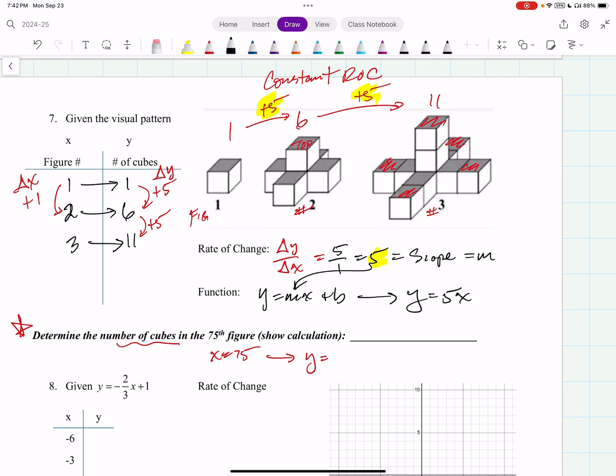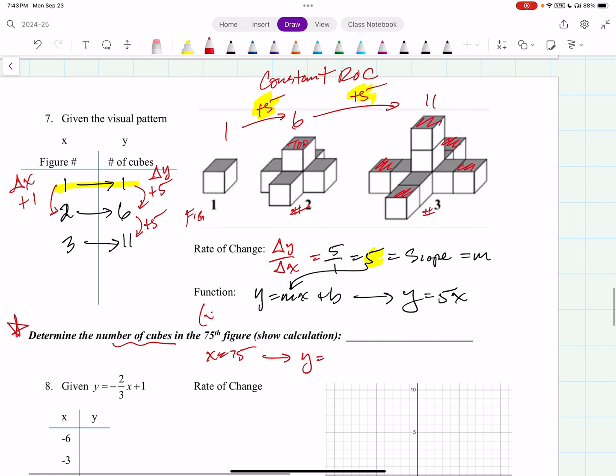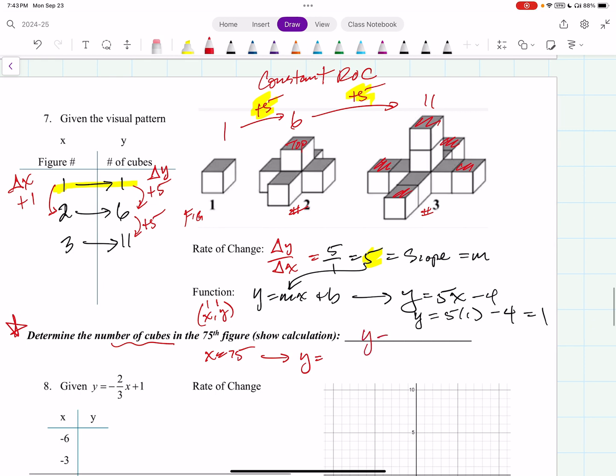So you substitute your first ordered pair in here, like 1. So when x is 1, y should be 1, right? What do we have? y is equal to 5 times 1 is 5, but I need 1, so I got to subtract 4, and that will give me back 1. So my linear function here should be y equals 5x minus 4, and then we use it to calculate the number of cubes in the 75th figure.